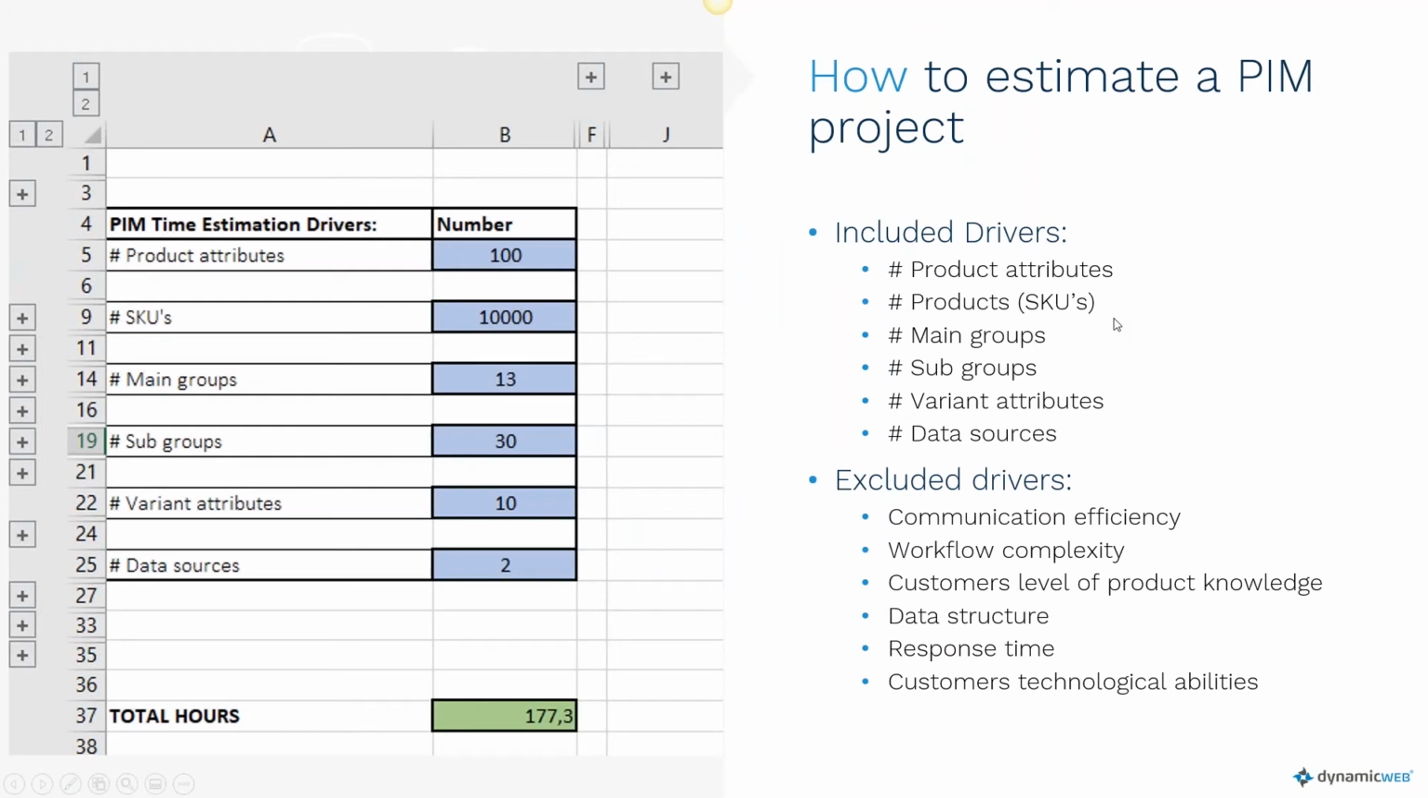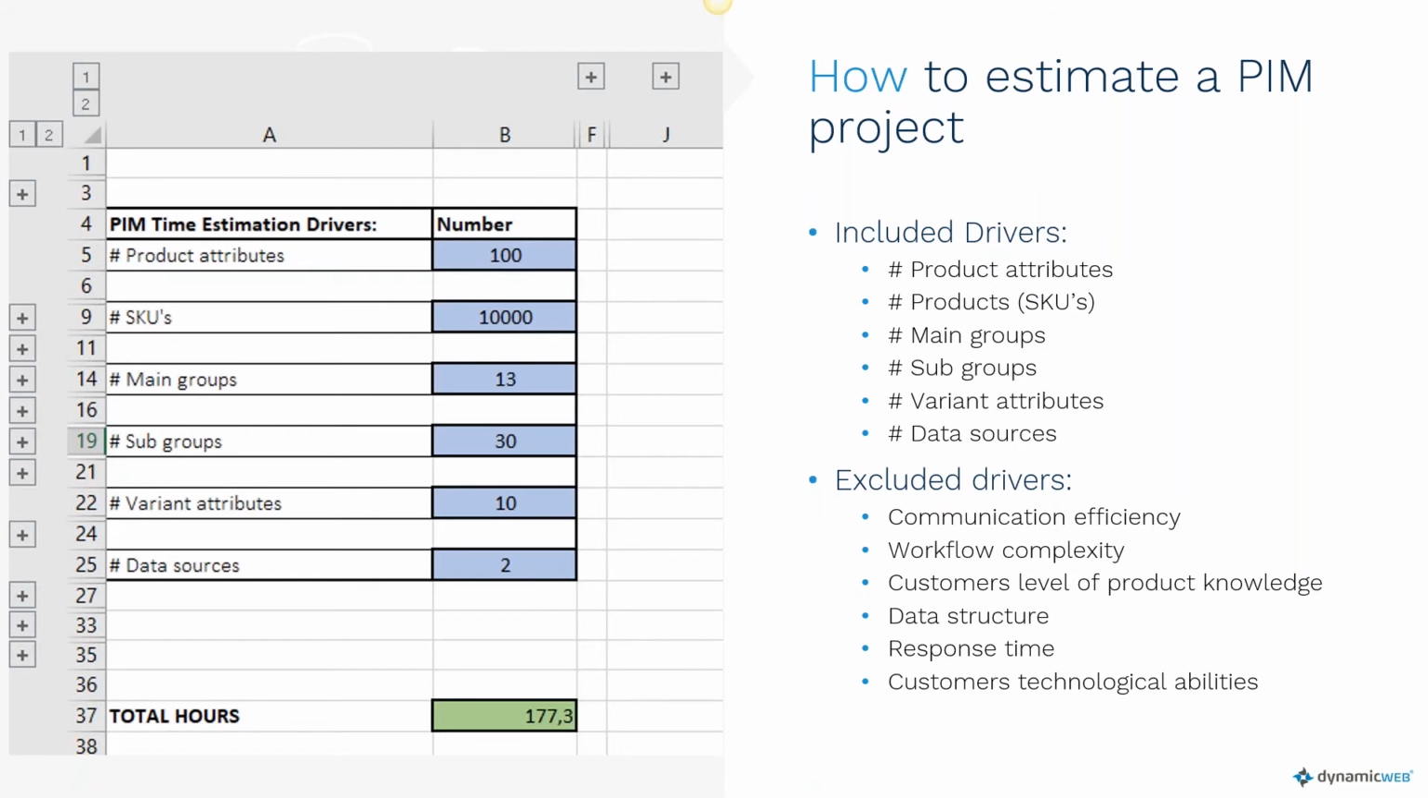Next one we have is product SKU. So how many products should be maintained in PIM? It's as simple as that, so no need for further elaboration on this. And then we have product main groups and subgroups, and how many of these does the customer have? Generally speaking, a product main group is a higher level product group that would contain more specific groups that we refer to as subgroups, which would then contain the products that we have.